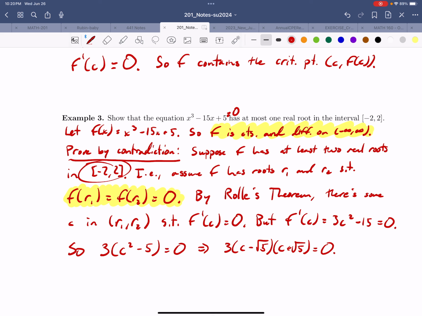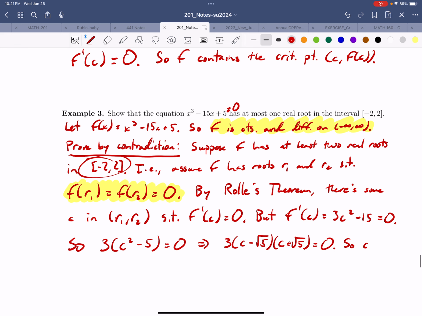oh my goodness gracious. Sorry, there's a thunderstorm going on out there. So c equals plus or minus root 5, which is a problem because plus or minus root 5 is outside the interval -2 to 2.